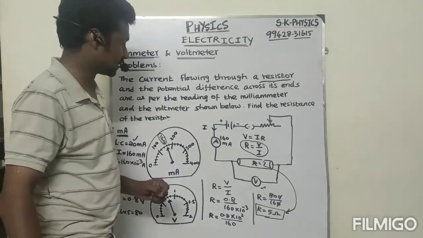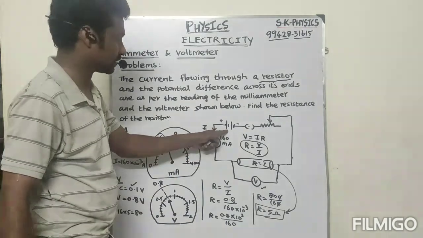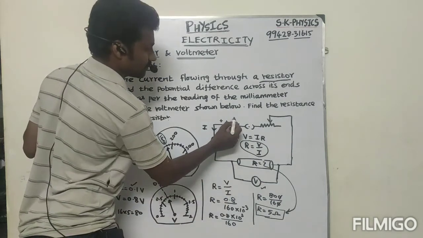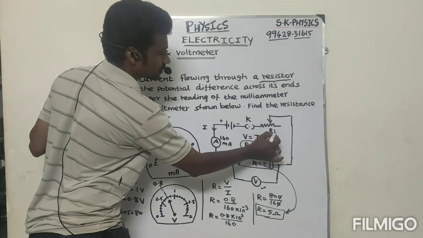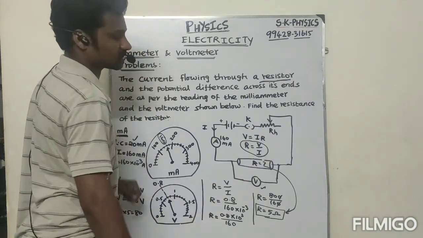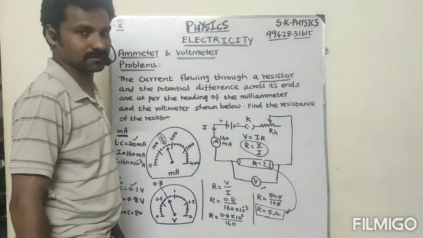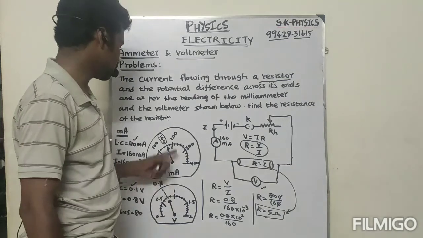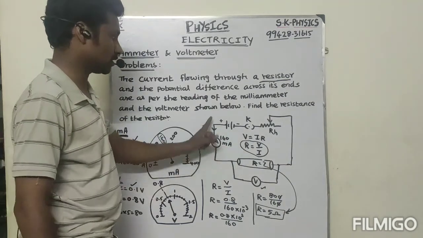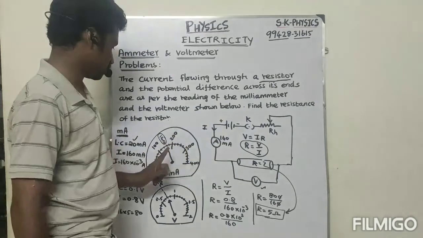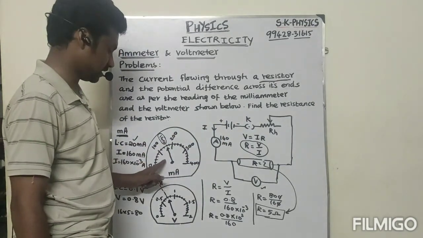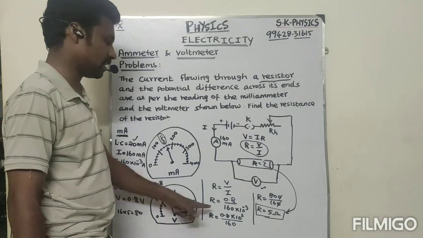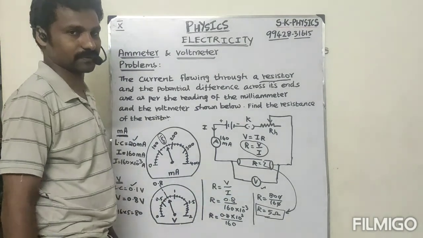Once again, in this circuit you remember that this is the battery, this is the key, this is the rheostat, which is used to adjust the current value in the circuit. Anyhow, in this question no need to bother about this circuit. You should concentrate only on the ammeter reading, the voltmeter reading and the resistance value.